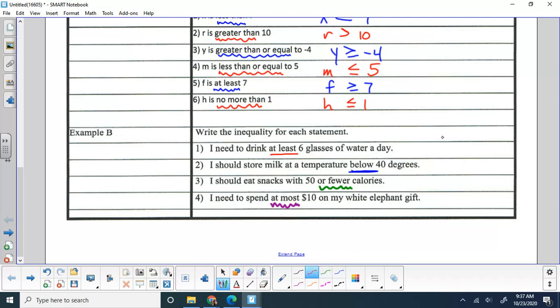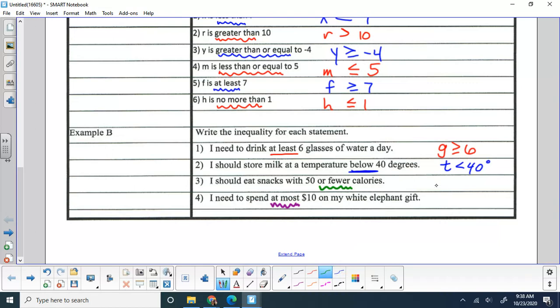All right, hopefully you wrote down your answers. Let's check and see how you did. So I need to drink at least 6 glasses of water a day. You might have G is greater than or equal to 6. If you had a different variable, don't worry about that. That's okay. I should store milk at a temperature below 40 degrees. Your temperature should be less than 40 degrees.